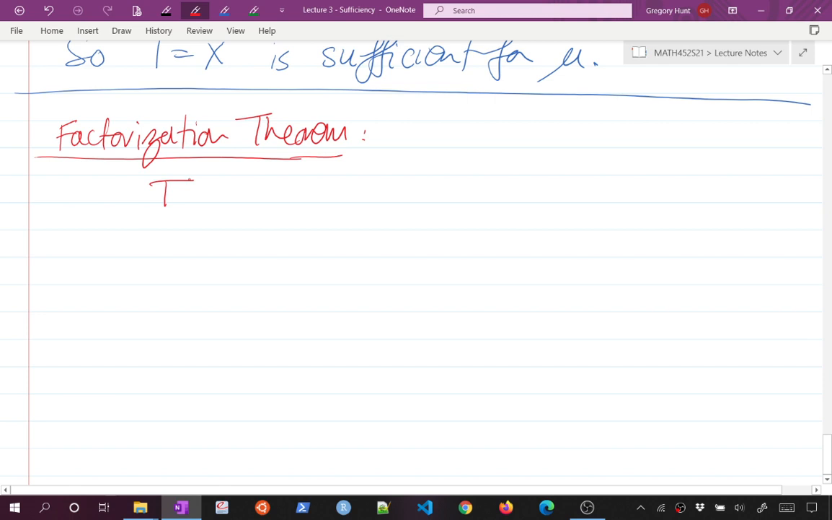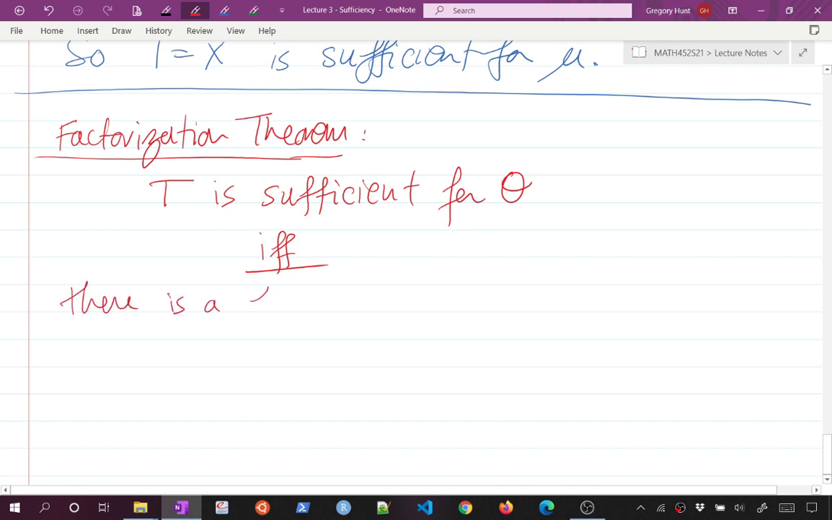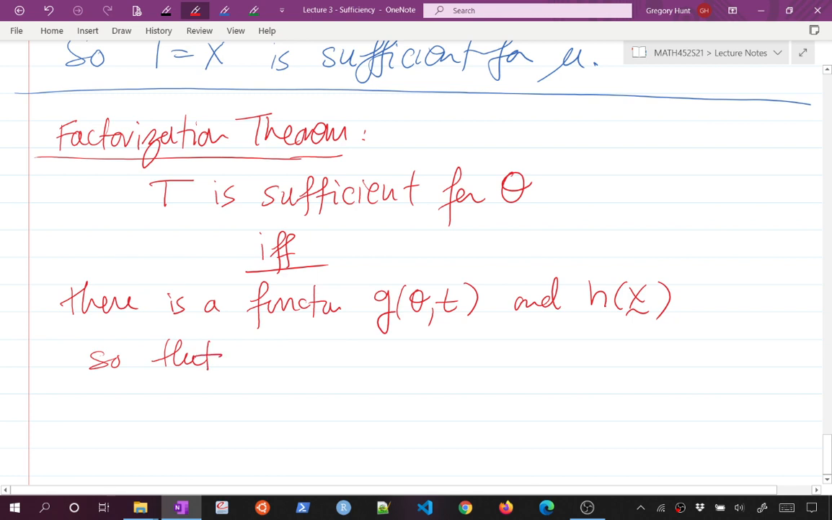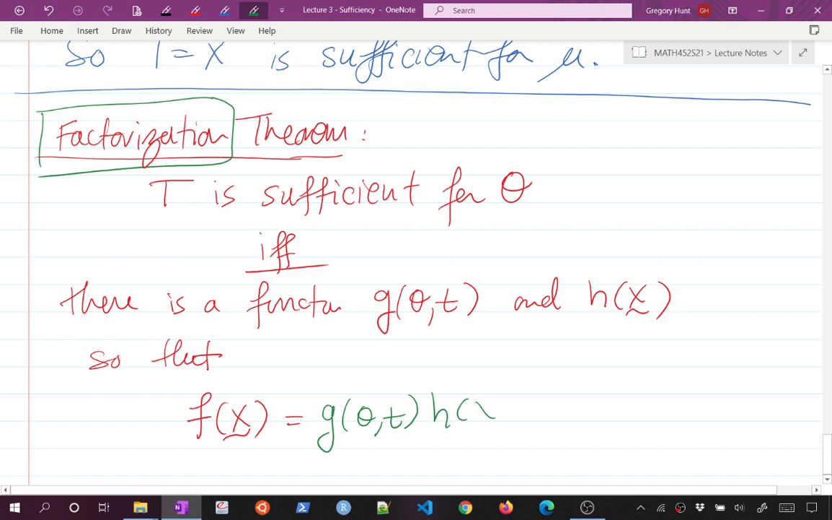I don't want to have to do those tedious calculations, so we're going to tell you when t is sufficient. T is sufficient for theta if and only if, let me write this on a new line, if and only if there is a function g of theta and t, and h of x, so that the joint distribution of my data can be factored, as the name of the theorem implies, as g of theta and t times h of x.